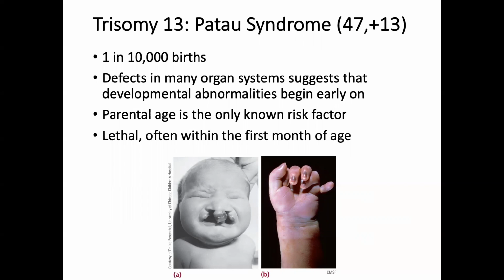Trisomy 13 is lethal. Approximately 90% of infants die within the first year of life, and many of them die within the first months of age. The children who do survive past 1 year of life are typically severely disabled, with intellectual disability, seizures, and other issues.